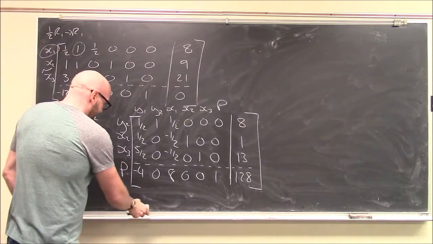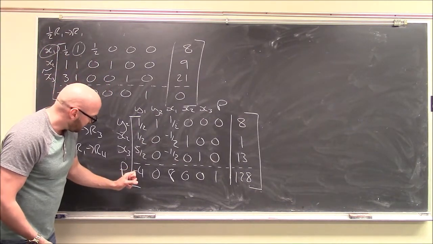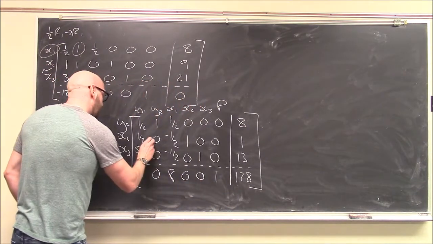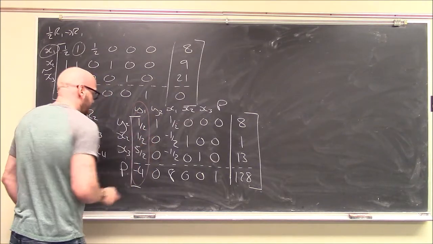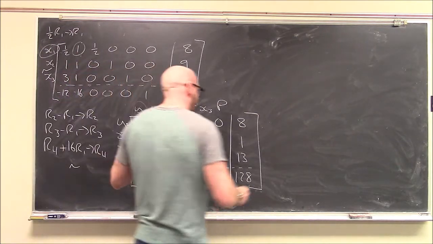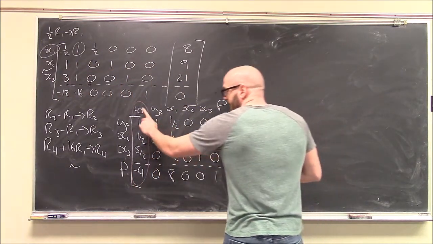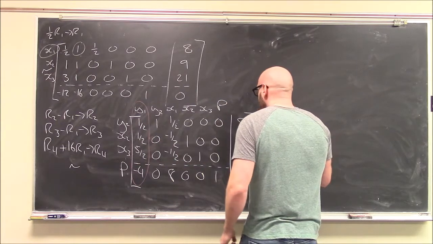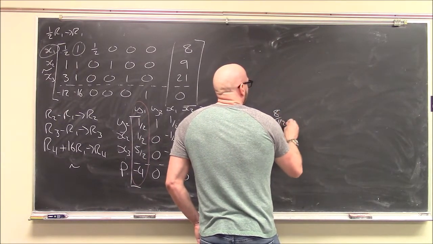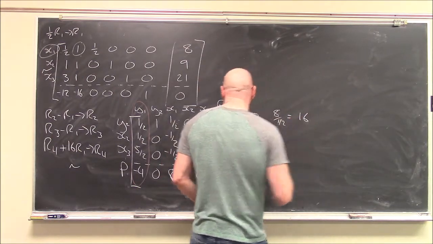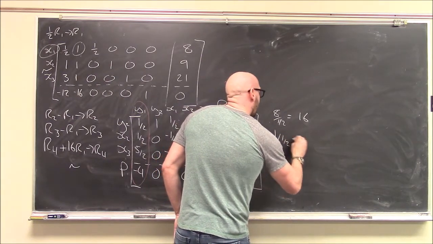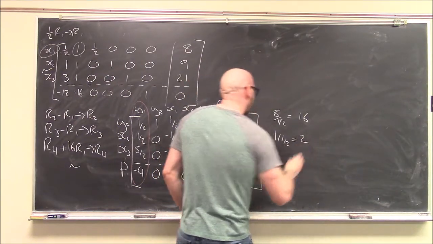Now we do it all again. What's my most negative number? Minus 4, it's the only one. This is my pivot column. And I probably should write these down this time. I have enough space, so let's do it. I have to decide where my pivot entry is, which row. We've got 8 divided by 1/2. That's the same as 8 times 2 is 16. I've got 1 divided by 1/2. That's the same as 1 times 2 is 2. That's a pretty small number.